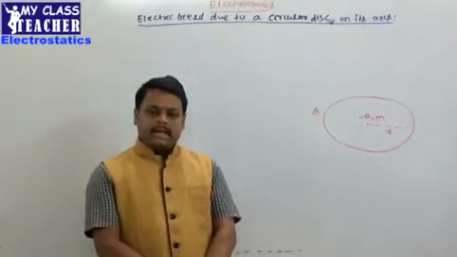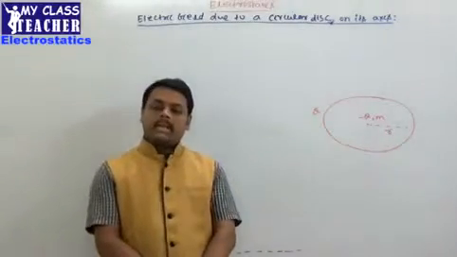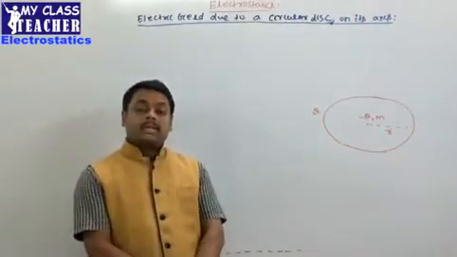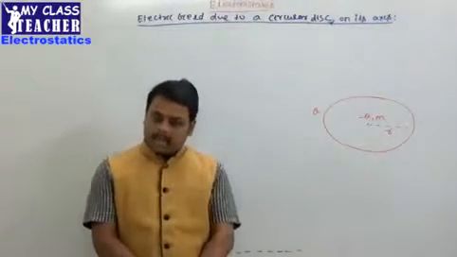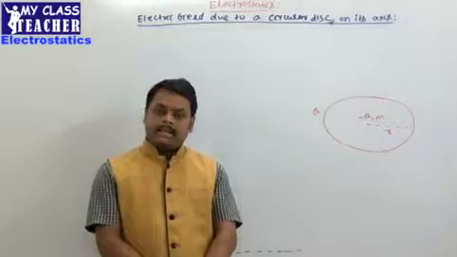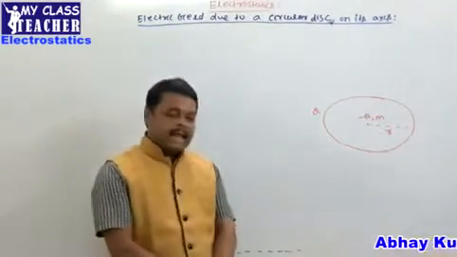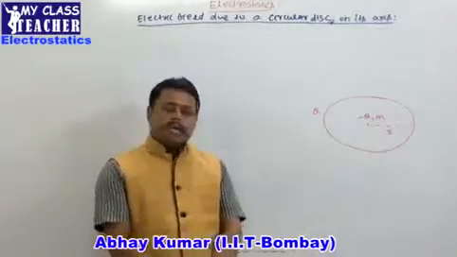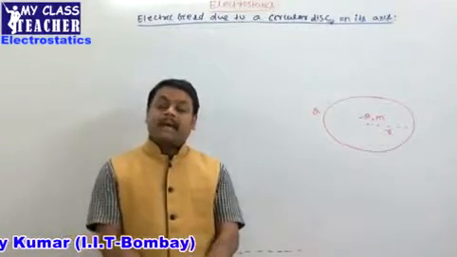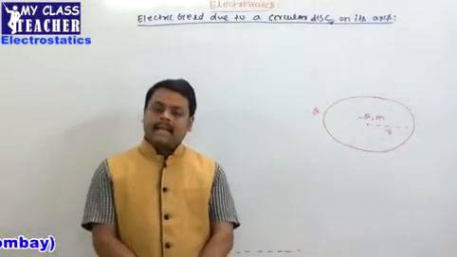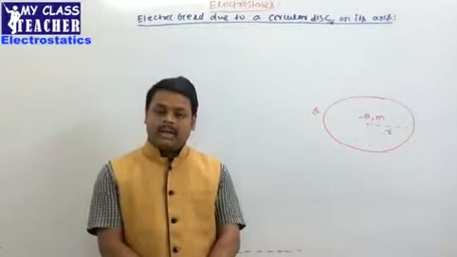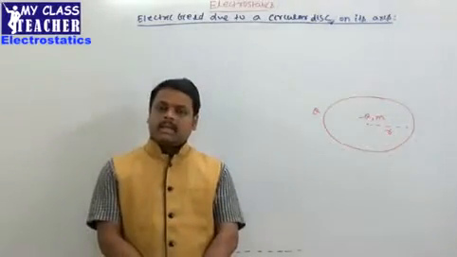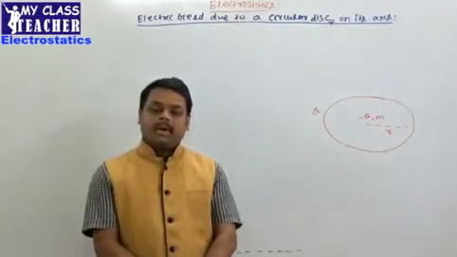A circular ring has a radius r and a uniformly distributed total charge, capital Q. A point charge of mass m and charge minus q is initially at the center of the ring. The point charge is slightly displaced along the axis of the ring and is released. Then calculate its time period of oscillation.